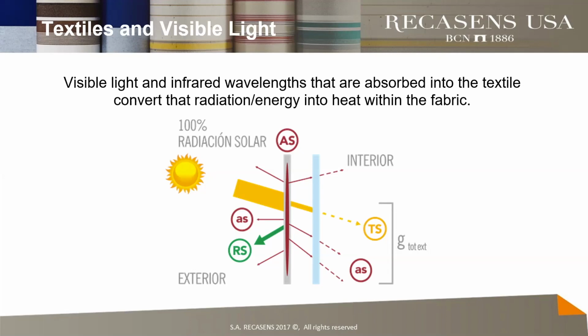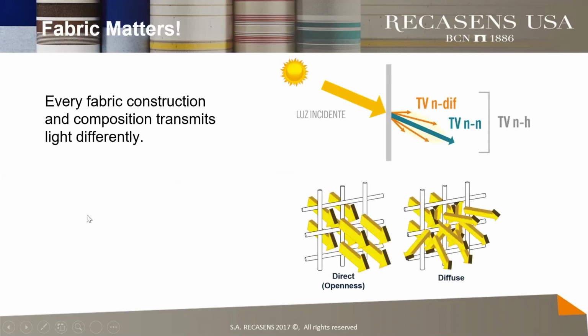Now, it's primarily the visible light and infrared wavelengths that can be absorbed into the fabric or whatever the other material is. And when that happens, that turns into heat. And I've got another webinar that talks about that. But today, what we really want to focus on is the reflected and the transmitted light.